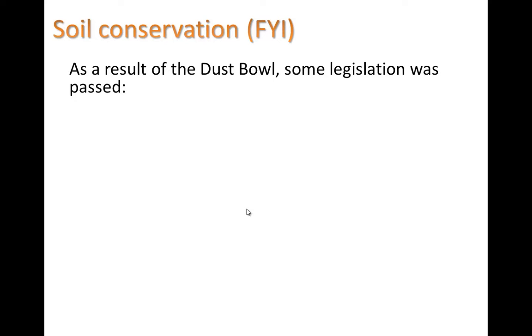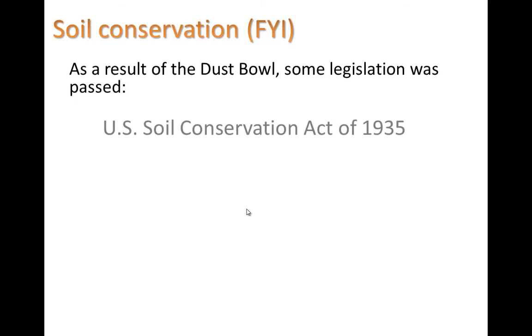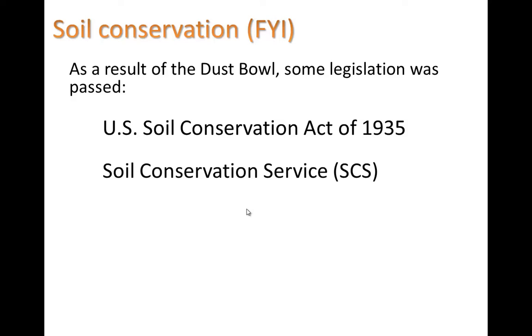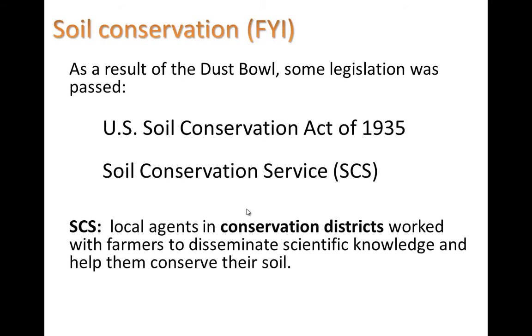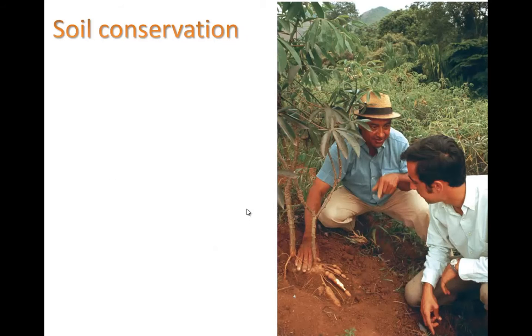So what happened? What did we do as a response? This is a little FYI, but there was some legislation passed, the U.S. Soil Conservation Act of 1935, and Soil Conservation Services, which was a government service to help conserve soil. In this case, it was mostly local agents in conservation districts who worked with farmers to disseminate scientific knowledge and help them conserve their soil.